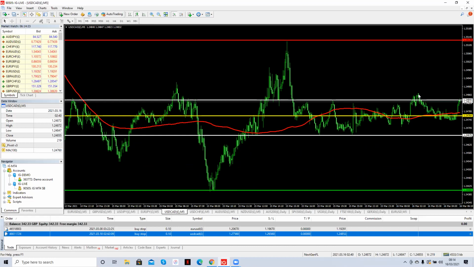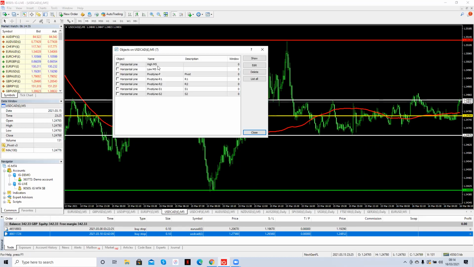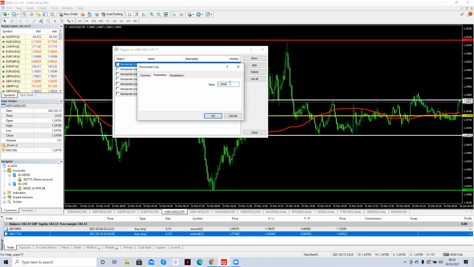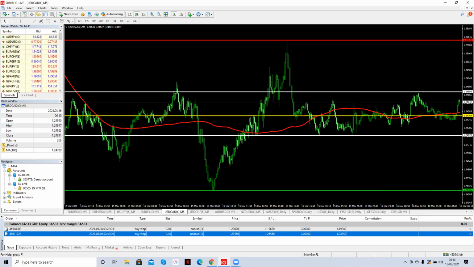So the high there is 1.24872. I always like to round it up, even if it's 72. To 1.2488, so 2488. There we are. So that's the sideways trend.